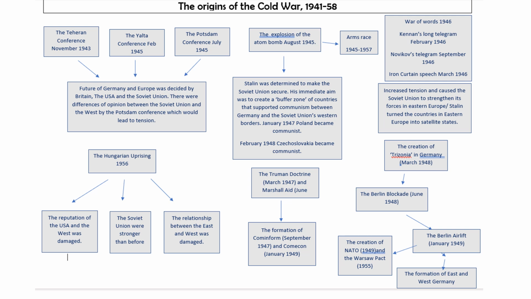So when looking at this diagram, you can see that the arrows link events to each other. If we have a look at the explosion of the atom bomb, for example, in August 1945, you'll see that in the top middle of your page, there are two consequences of this. Because of the explosion of the atom bomb in August 1945, we see the arms race from 45 to 57. The other consequence is that Stalin was determined to make the Soviet Union secure. So use these sheets, one for each section, to guide you when you're planning answers to questions, because they will help you to understand how events flow from each other.